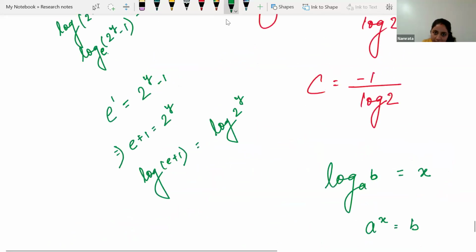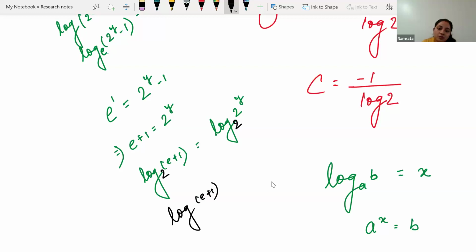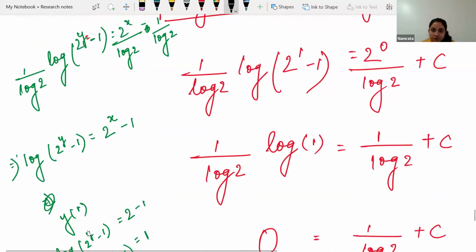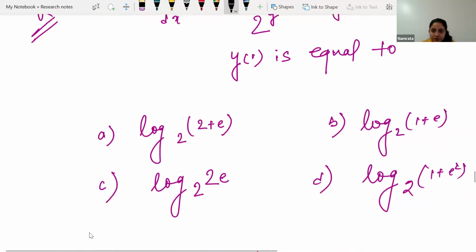The logarithm which we have taken now in this step, we need to take base 2 because options are given in such a way. So it became log e plus 1 base 2, and the exponent will come in front, and we will have log 2 base 2, which is nothing but 1. So y into 1 on this side, and log e plus 1 base 2 on this side. Option B is the correct option.